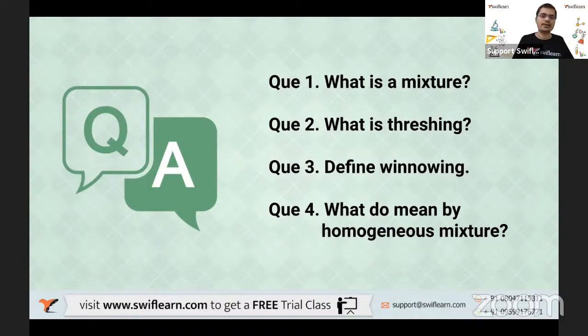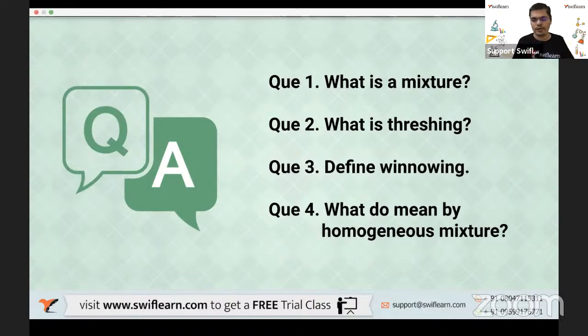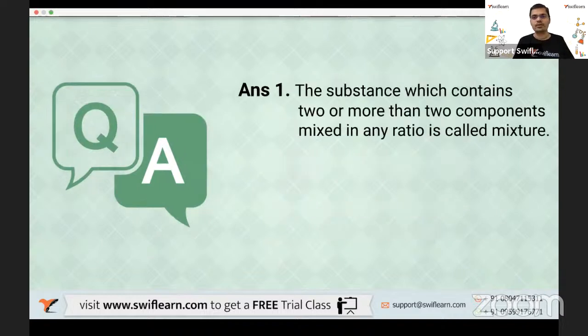So let us now see the answers. Of course, no need to see. Already you have given the right answers. So the first answer is: the substance which contains two or more than two components mixed in any ratio is called a mixture. It's a technical definition. You can remember it as it is, as per your textbook. So mixed in any ratio. It can be 1:1 ratio, 1:2 ratio, 1:3, 1:4, whatever the ratio it can be. It is a mixture of two or more components.